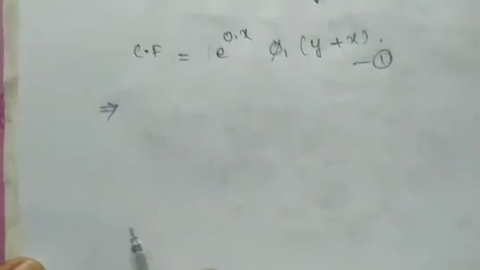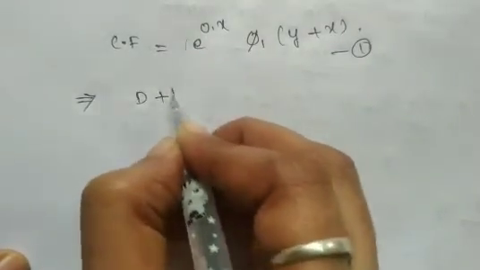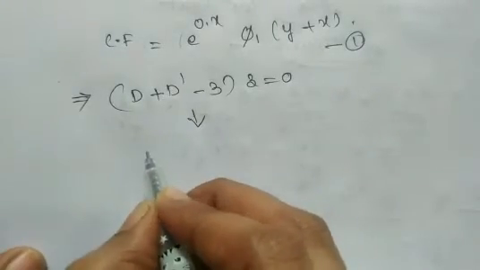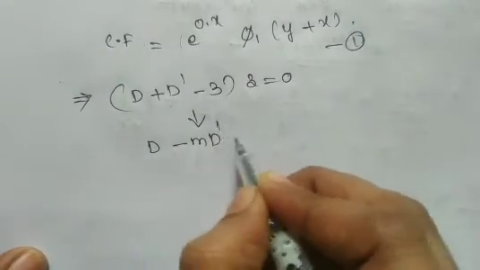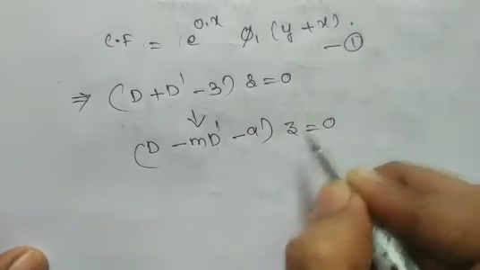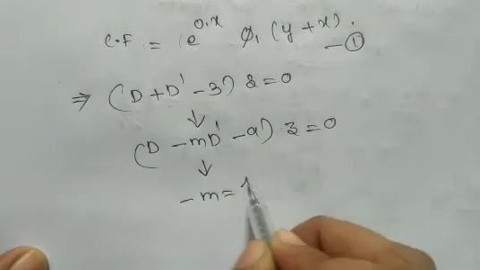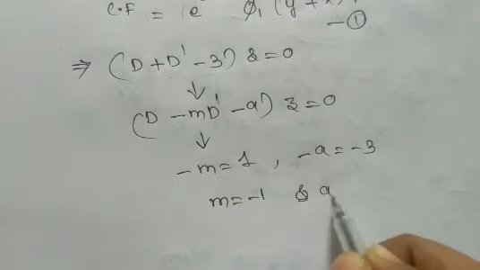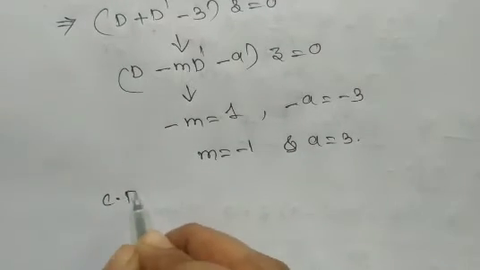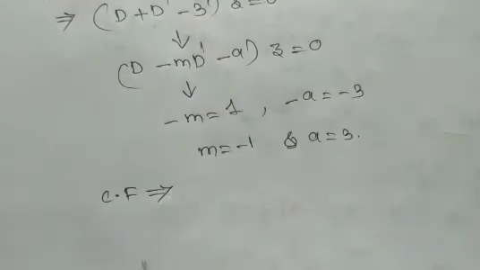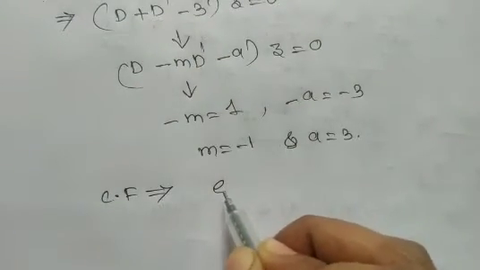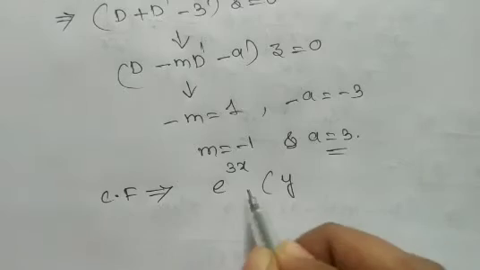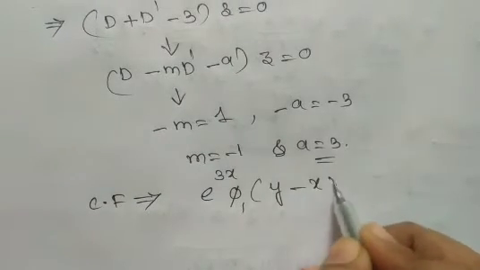Next, coming to the second bracket, (D + D' - 3) z = 0. This is in the form of (D - mD' - a). What is the m value here? -m = 1 and -a = -3, so m = -1 and a = 3. Therefore the complementary function of the second bracket is e^(ax) φ(y + mx), that is e^(3x) φ(y - x).